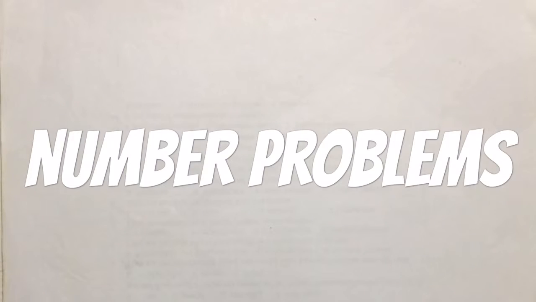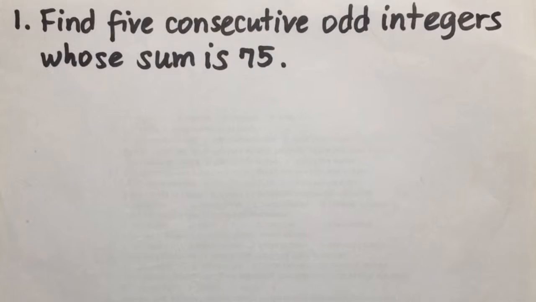Hi guys, in this video I'm going to discuss number problems. Example number 1. Find 5 consecutive odd integers whose sum is 75.